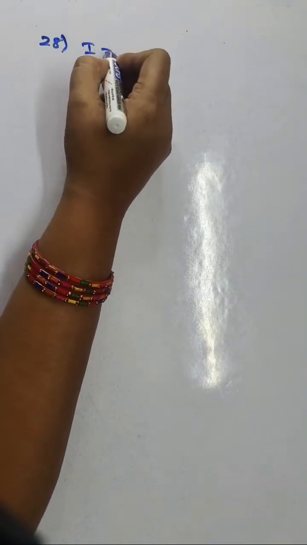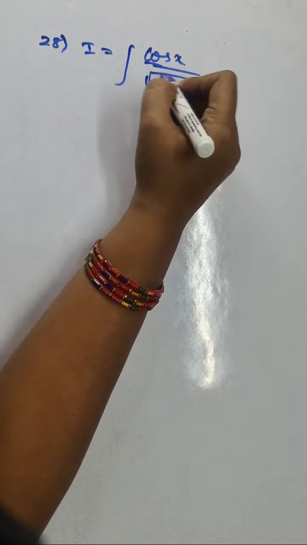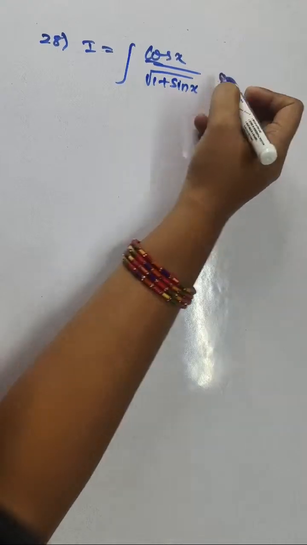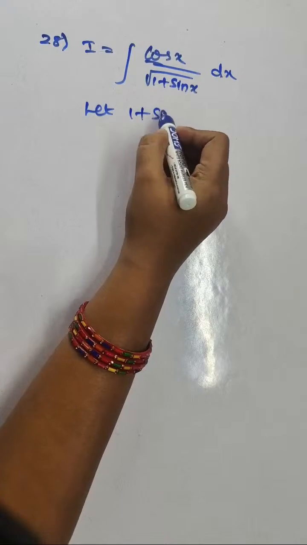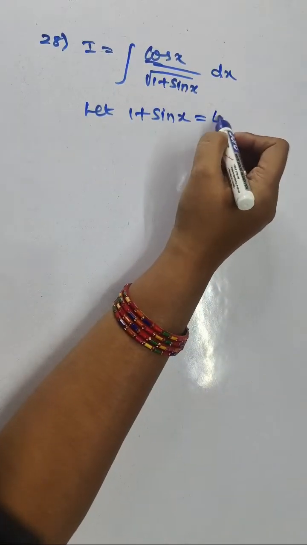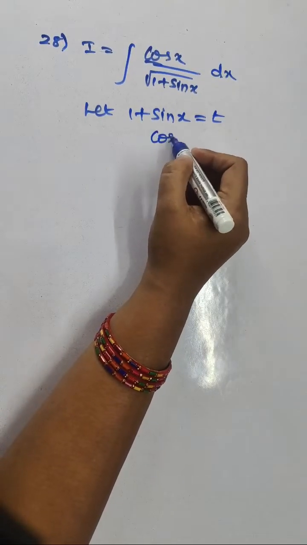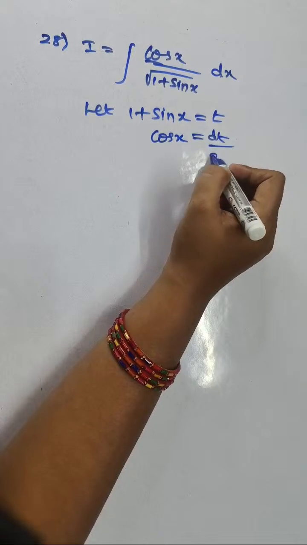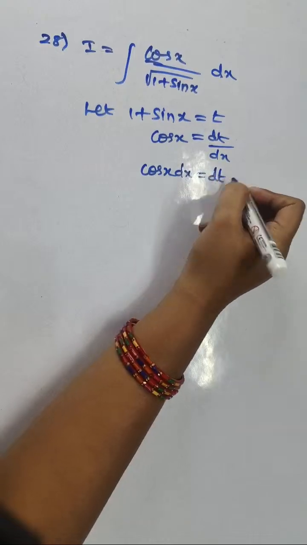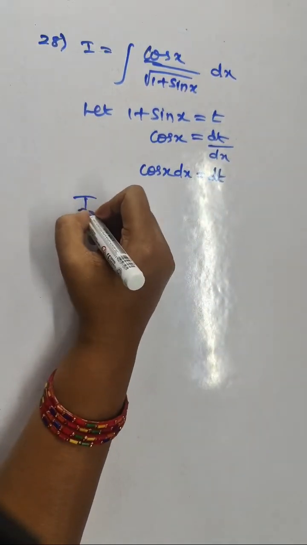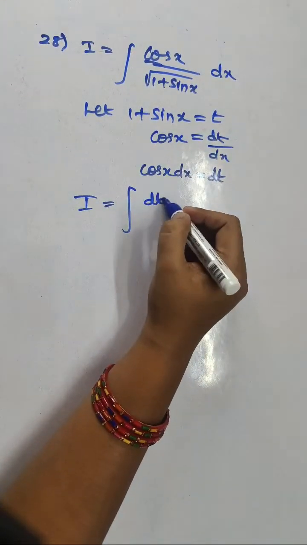I equal to integral cos x by root of 1 plus sin x dx. Let's try to take this 1 plus sin x as t, and the differentiation of sin x is cos x, dt by dx. So I'll get cos x into dx is equal to dt. The given question can be written as, in place of cos x into dx, you can replace that as dt.